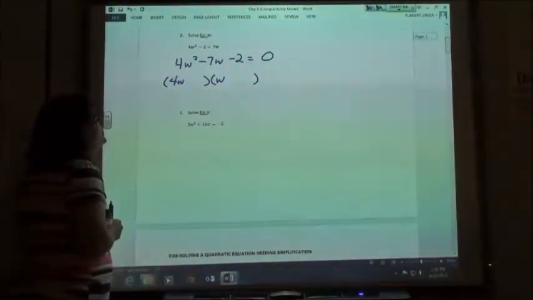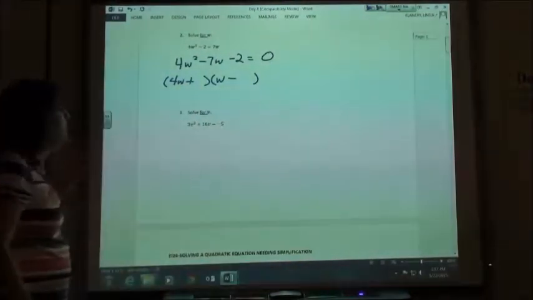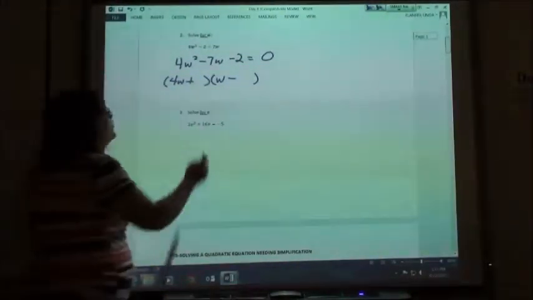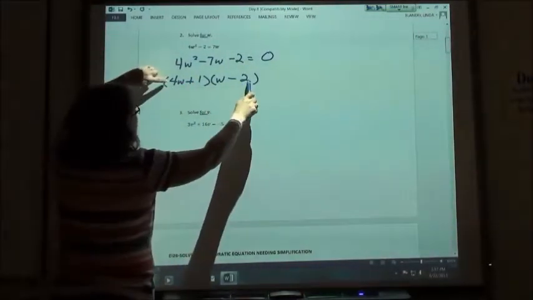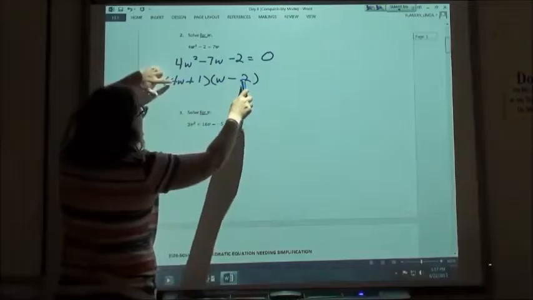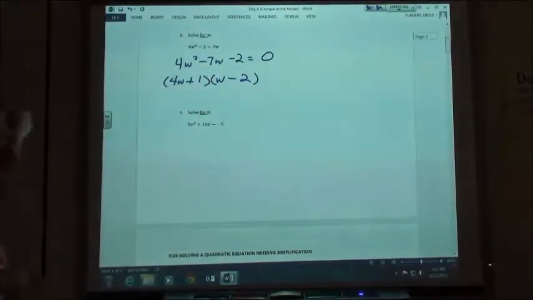My signs, one is a plus and one's a minus. Might be in another order, but I'm just guessing and checking. Factors of 2, 1 times 2. Checking, my outside plus my inside, negative 8w plus 1w, sure enough, is negative 7w. So I have it factored correctly.